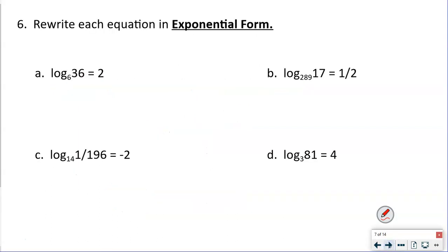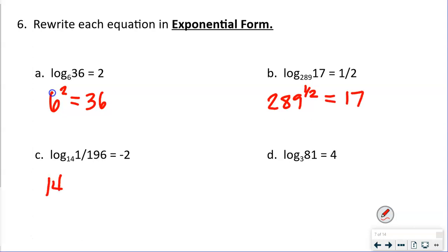So now this is rewrite each equation in exponential form. So if you recall, we're going to take our base, and it's going to be our base. We're going to take what's on the other side of the equal sign. It's going to become our exponent. And then we're going to take what we're taking the base of, and it goes to the other side of the equal sign. So here again, 289 to the 1/2 power equals 17. 14 to the negative 2 is equal to 1 over 196. And 3 to the 4th is equal to 81.